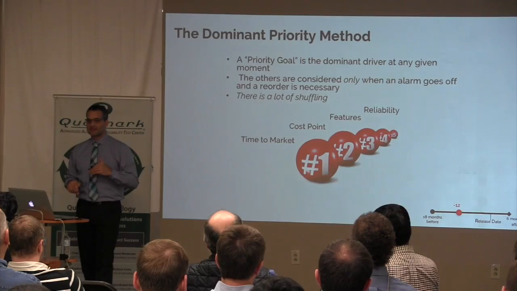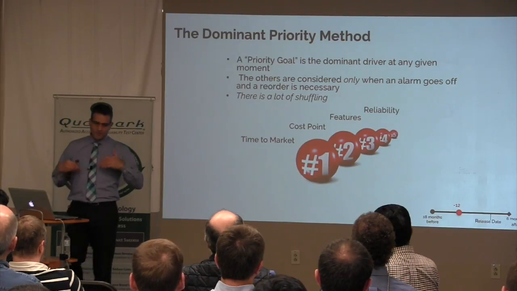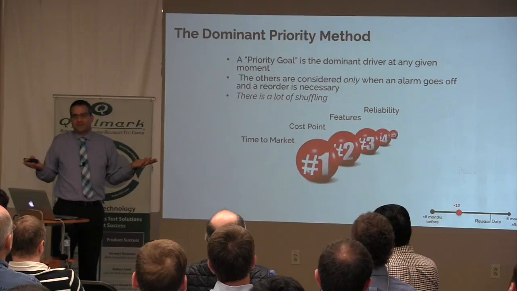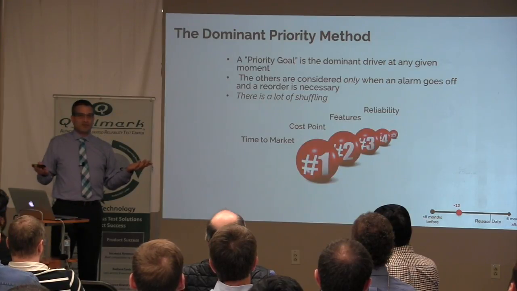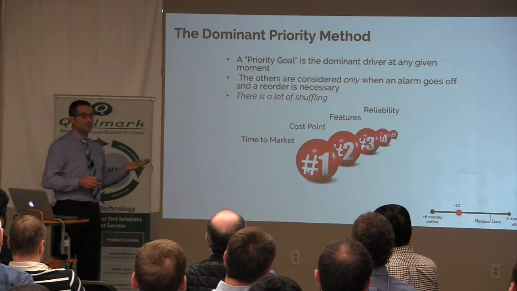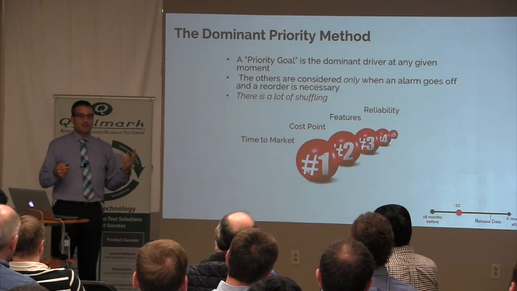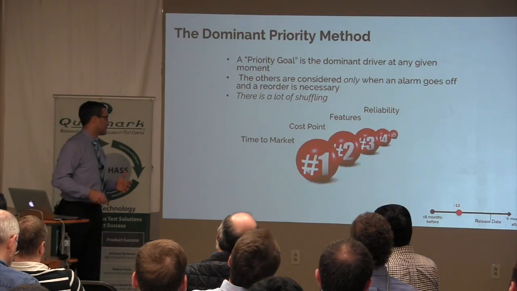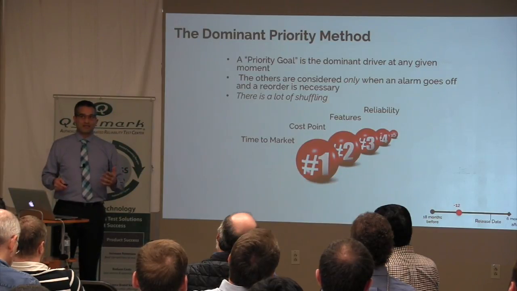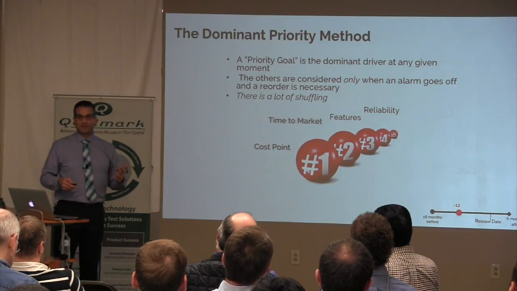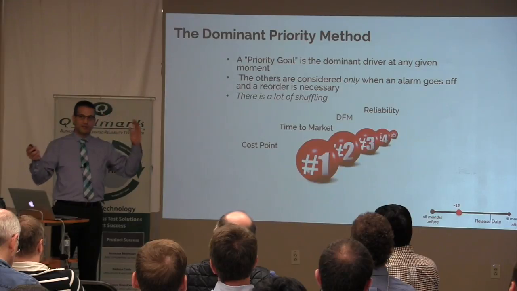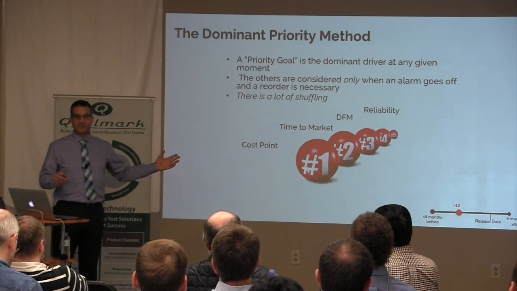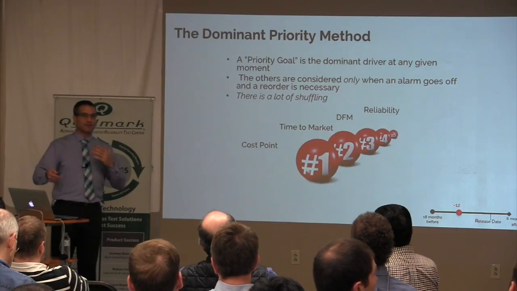So the way this ends up actually unfolding is what I call a dominant priority method. And it's effectively simple rank ordering. What occurs is at any specific point in the project, there's one thing that dominates. Like all you hear is time to market, time to market, time to market. And then all of a sudden they realize cost point's a problem. Cost point, cost point, cost point. Oh my God, we're not going to be able to make it for $5 each the way we planned. Now that becomes most important. And then this goes on, and things keep flipping around.